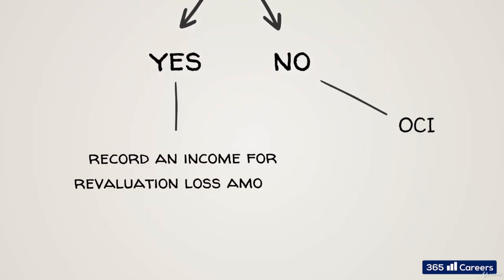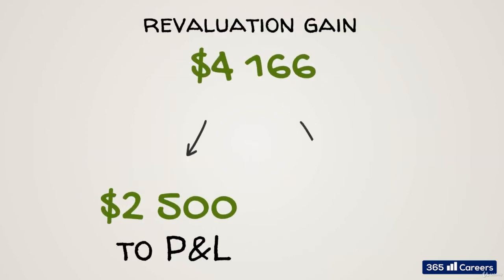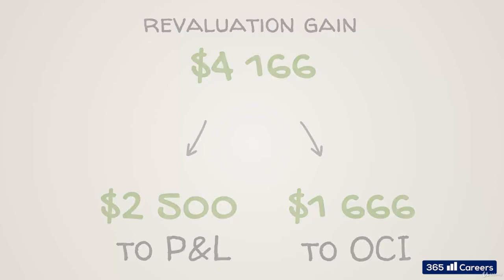If, on the other hand, we've already registered a revaluation loss, which is the case in this exercise, we can compensate for such loss reporting a revaluation income of $2,500 in the P&L. In our case, the upward revaluation is more than $2,500, which means that a part of it will be reported in the P&L, and the rest of it will go directly to other comprehensive income. To be precise, $2,500 will go to P&L, and $1,166 will go to OCI.